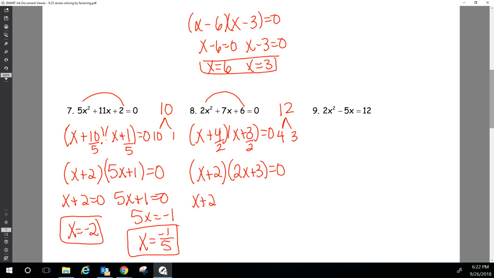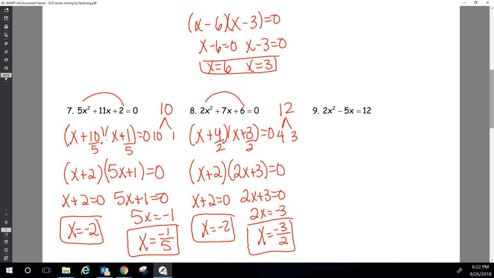So x plus 2 is equal to 0, or 2x plus 3 is equal to 0. Here, x would be equal to -2. For this one, 2x would be equal to -3. Dividing by 2, x is equal to -3/2.